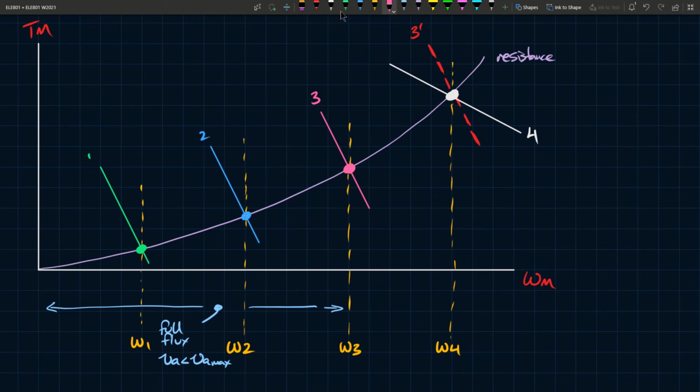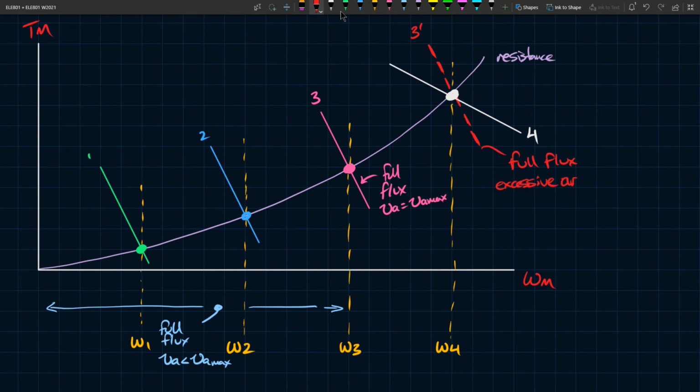At this point, so at this speed, or in this region, or this curve, or this profile, let's say profile. So this profile has full flux conditions, so it's the maximum it can handle, and VA is also the maximum it can handle. Now, at this point, you have full flux, so 3 prime is full flux, but this is excessive armature voltage.